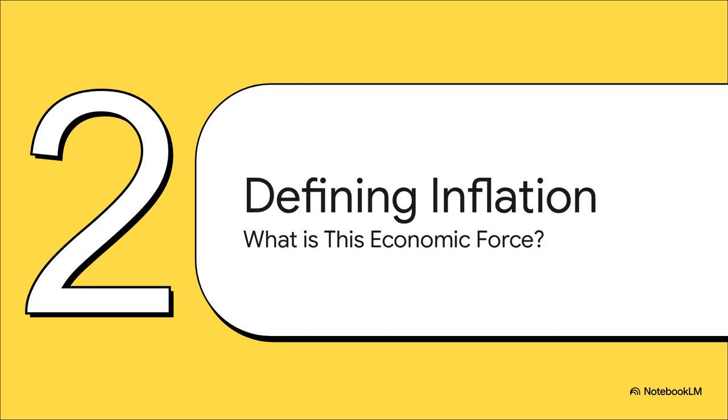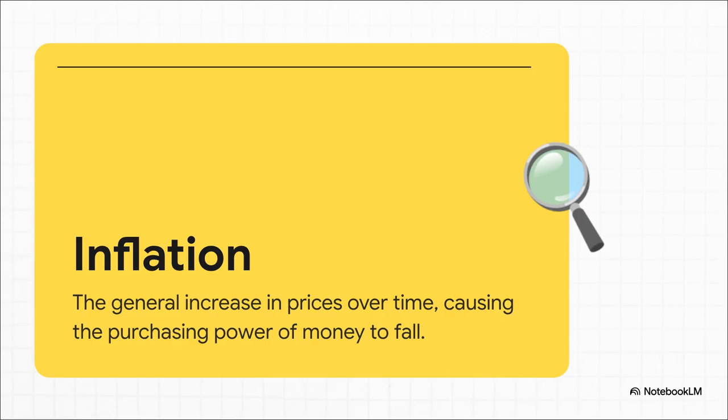Okay, so we've seen the effect. Now let's look at the cause. It's time to put a formal name and definition to this economic force we're talking about. Now, what's really important to understand is that inflation isn't just about the price of one thing, like gas or milk, going up. By definition, it has to be a broad and sustained increase in prices across the entire economy. And as that general price level rises, the purchasing power of every single dollar you have goes down.